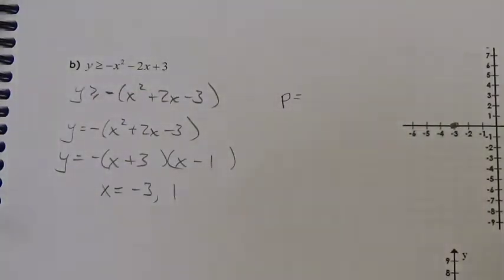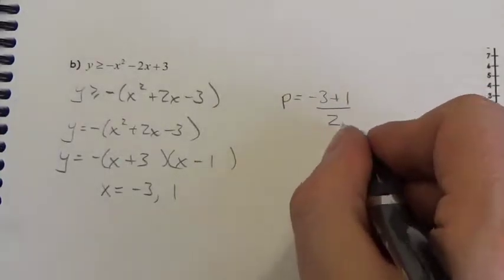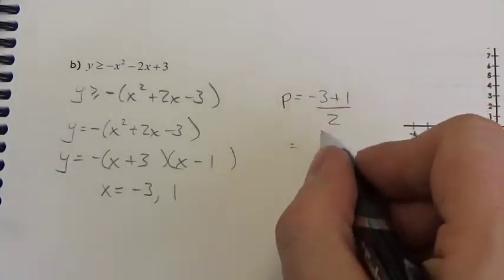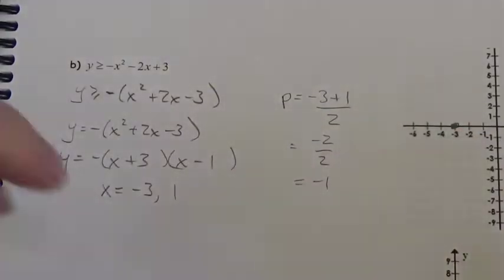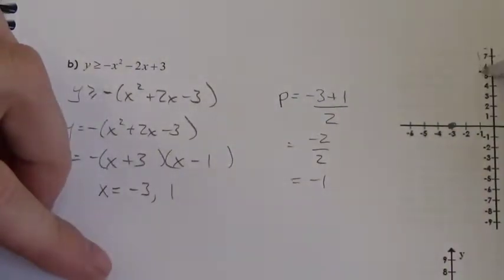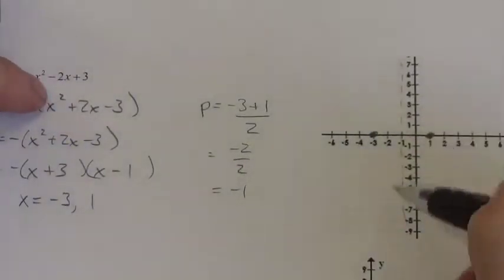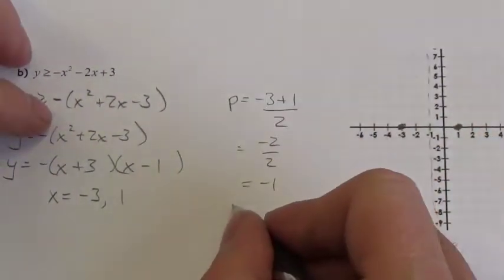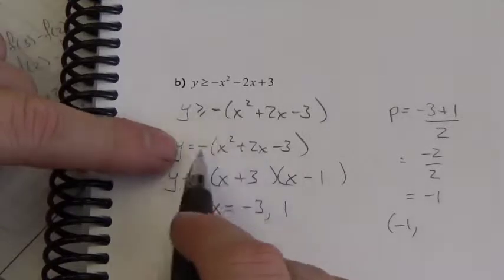So that means, if you want to think of it this way, the p-value of my vertex, because we usually think of it as p comma q, is going to be the sum of my two x-intercepts divided by 2. So what's that going to be? It's going to be negative 2 divided by 2, or negative 1. Okay, so I know that my axis of symmetry is going to lie over here along that line, x equals negative 1.